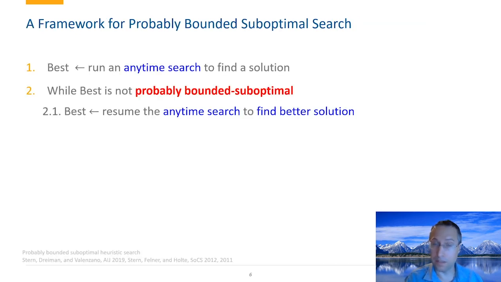Or maybe not. Here is a simple framework to solve a probably bounded suboptimal search problem, which basically uses an anytime search in its core. This algorithm works as follows. First, run your anytime search algorithm of choice until it finds a solution. Then, check if this solution, which we'll term here best or incumbent, is probably bounded suboptimal. If it is not, then continue the anytime search algorithm to find a better solution. And this iterates until we finally find a solution whose suboptimality is bounded with high probability. Simple, right? Well, the challenge is how to answer whether a solution is probably bounded suboptimal.